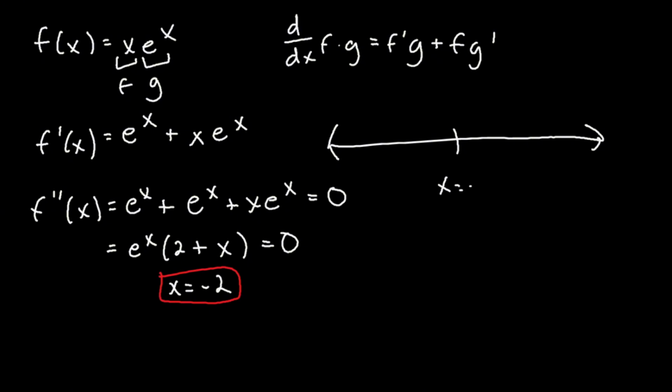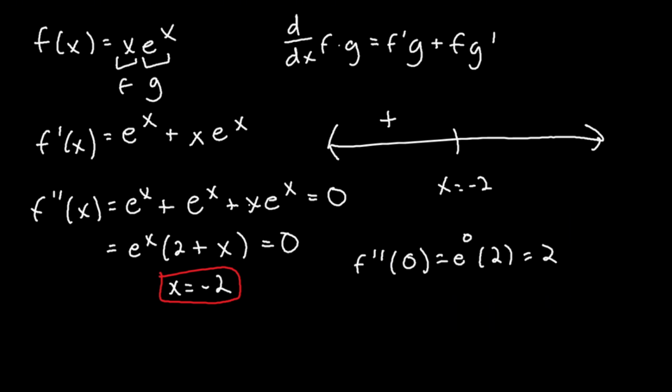X equals negative 2. What's a number to the right of negative 2? 0. So if we plug in 0 into our second derivative, we should get e to the 0 times 2 plus 0, which is just 2. So we get e to the 0, which is just 1. 1 times 2 is just 2. So you get a positive second derivative. Therefore, the concavity is upwards at x equals negative 2.